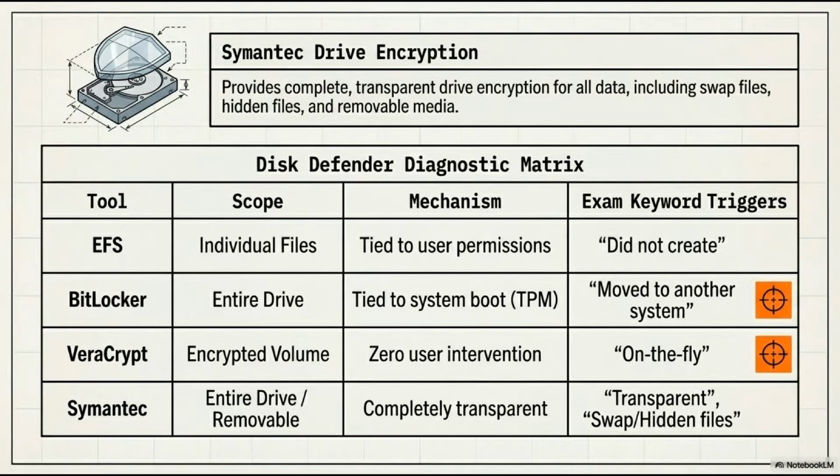So if a listener gets a complex word problem on the test, they should use this matrix as a mental filter. Ignore the fluff in the paragraph and look for those specific keywords to choose the right tool.